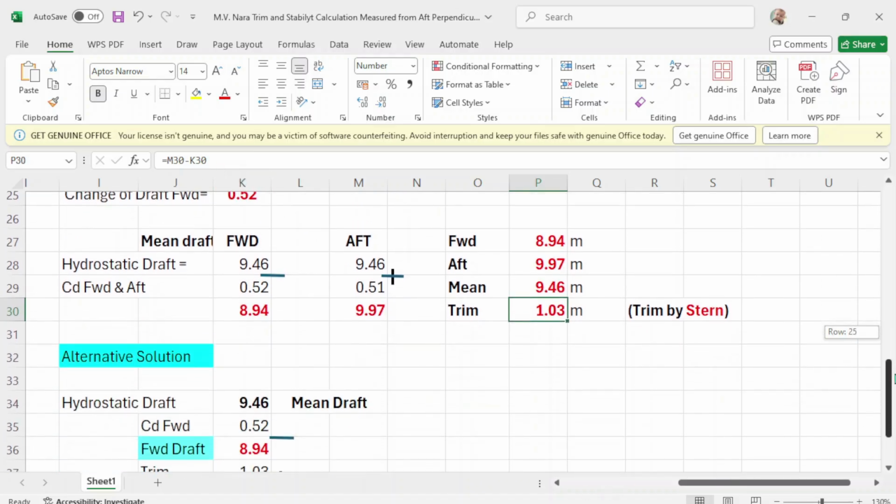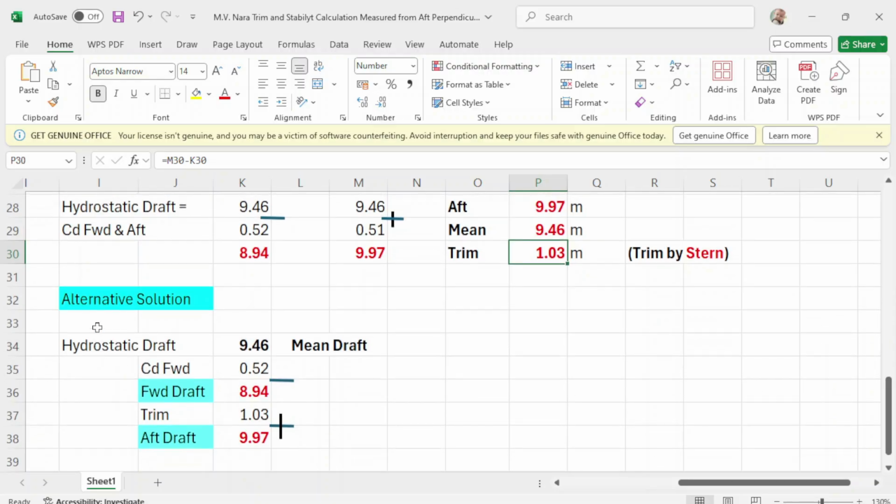And there's another solution here, an alternative solution. Your hydrostatic drop is 9.46, or your mean drop. Apply your forward correction, deduct it from 9.46, and your forward drop will be 8.94, which is the same here. Then you apply your trim, which is 1.03. You add this one to your forward drop, then your up drop will be 9.97, which is the same here.